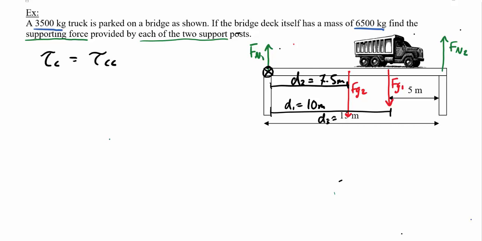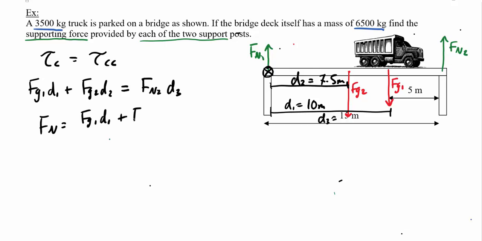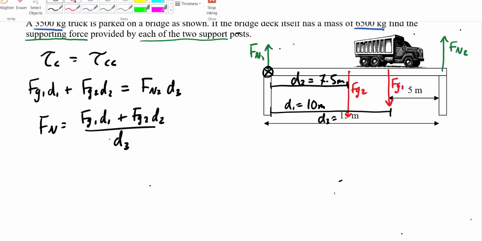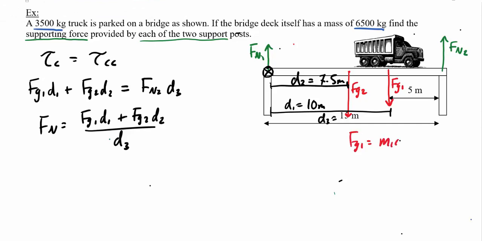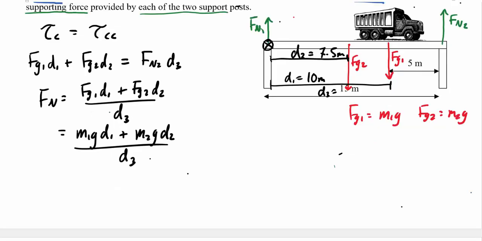I'll call that D3. So again, torquing clockwise are my two weights. Since both of them are torquing in the clockwise direction, I'm just going to sum them up. So FG1 D1 plus FG2 D2 has to equal FN2 times D3. So FN2 is going to equal FG1 D1 plus FG2 D2, all divided by D3. And remember, of course, that FG1 is just M1G and FG2 is just M2G. So substituting those values in, I get M1G D1 plus M2G D2, all divided by D3. And I'm going to put in my values and solve.